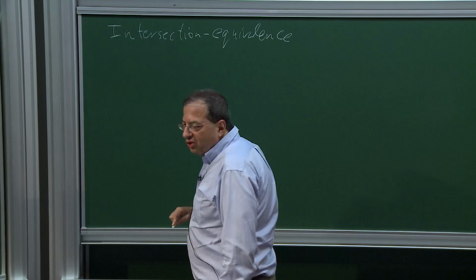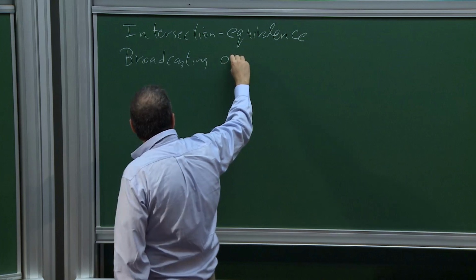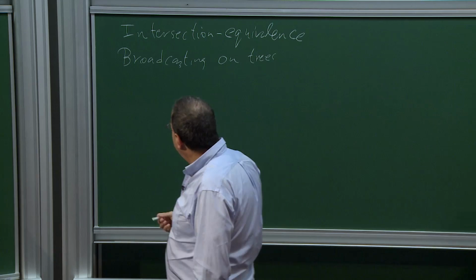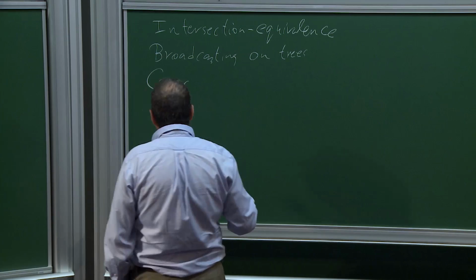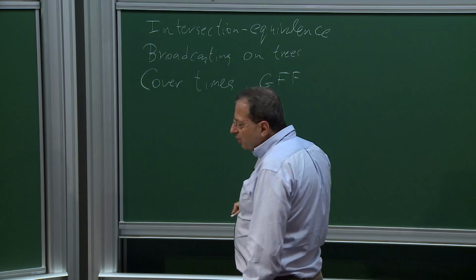The second example would be broadcasting on trees, which I've also worked on some time ago. And then something more recent from the last 5 years, which is still developing, which is the connection between cover times and a Gaussian process, specifically the Gaussian free field.